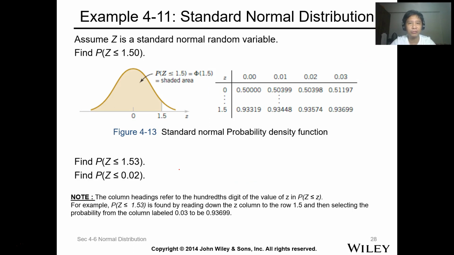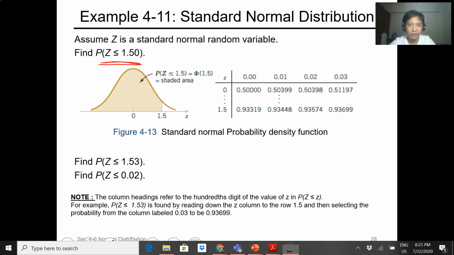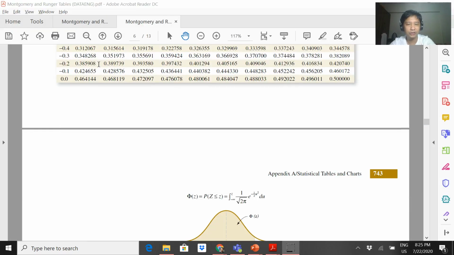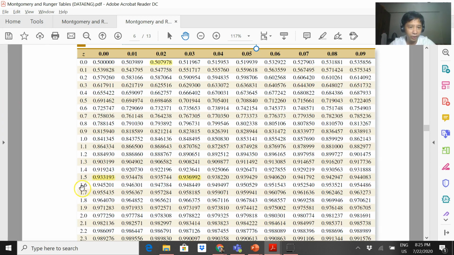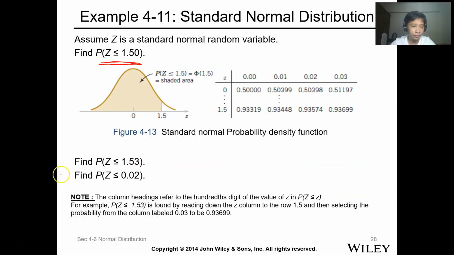Assume Z is a standard normal random variable and we want to get the probability of Z less than or equal to 1.5. So, pag pumunta tayo dun sa table natin, hanapin nyo lang yung 1.5. Then, hanapin nyo yung 0.00. Okay, that's 1.50. So, ito yung value niya, 0.93319.